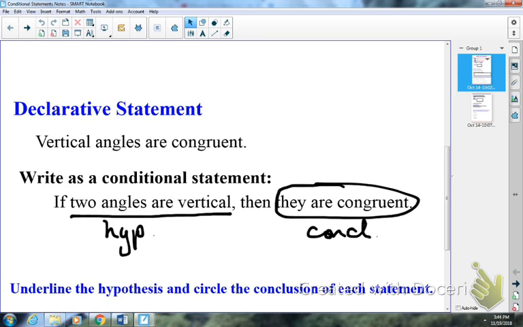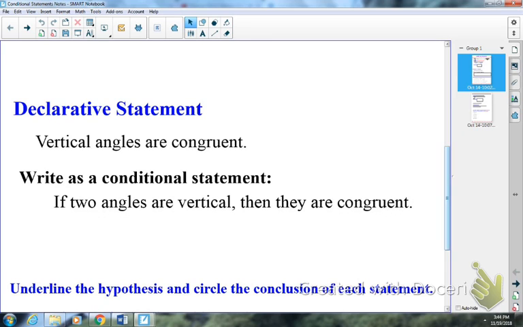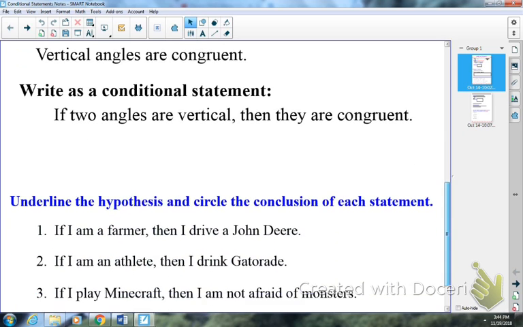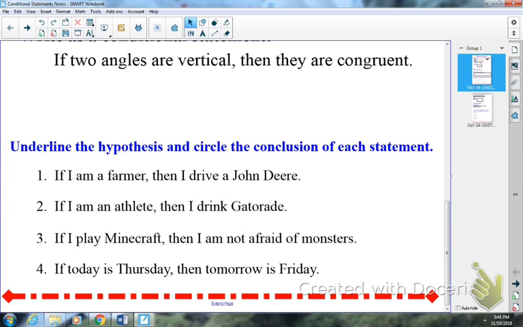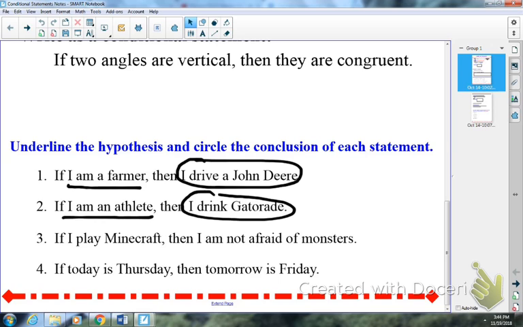Okay, so let's do a couple examples here, just to identify the hypothesis and the conclusion. It says underline the hypothesis and circle the conclusion of each statement. In the first one, if I am a farmer, then I drive a John Deere. Your hypothesis would be I am a farmer. My conclusion, I drive a John Deere. Simple enough. Number two, if I am an athlete, then I drink Gatorade. My hypothesis would be I am an athlete. My conclusion, I drink Gatorade.